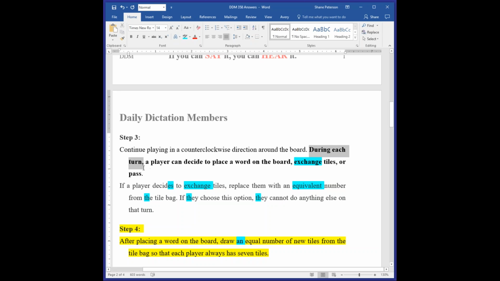Now, repeat after me. During each turn. Quicker. During each turn. A player can decide. To place a word on the board. To place a word on the board. To place a word on the board.